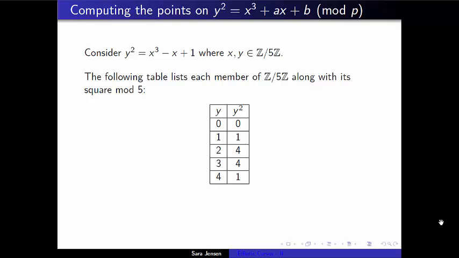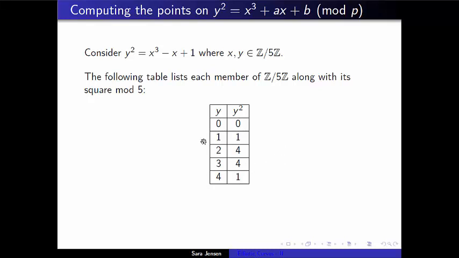So the way we do this is in two steps. The first thing we do is we consider the left-hand side of the equation, the y squared part, and we create a table that tells us what are all the different possible values for y squared working modulo 5. So we just make this list of inputs, y's right here, 0 through 4, and their outputs, not what the actual square is, but what that value is when we mod by 5.